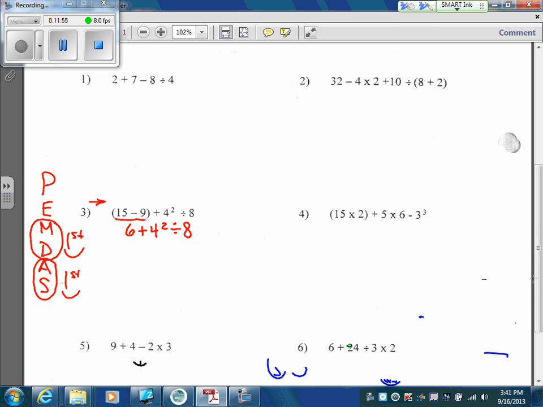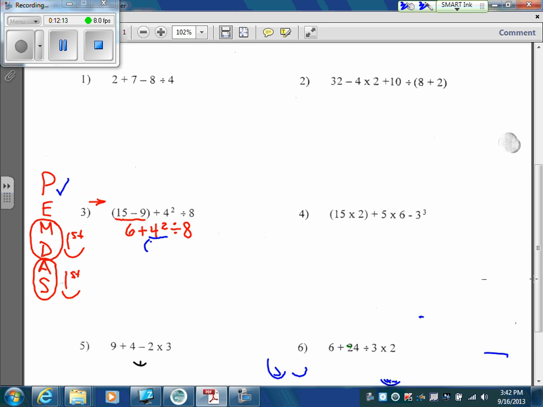Still scan from left to right. Do I have any more parentheses? No, so I'm done. Do I have exponents? Scan, yes. Stop at your exponent. 4 squared. You have to think about what that means. I'm going to write it right underneath.